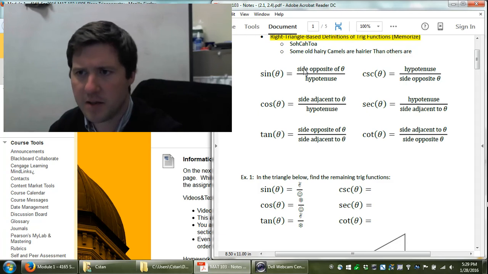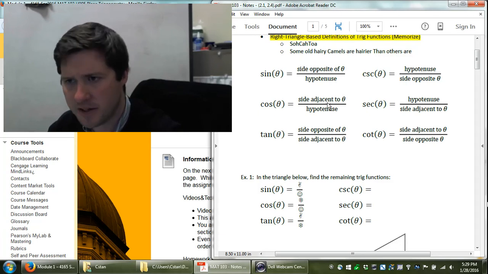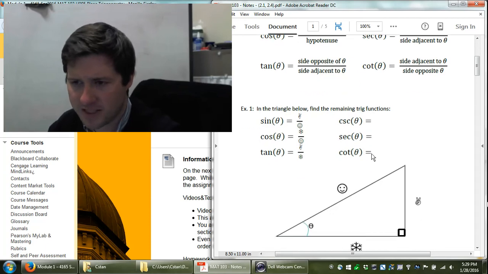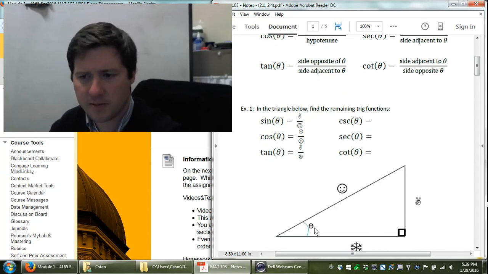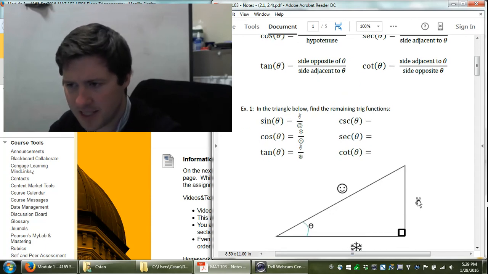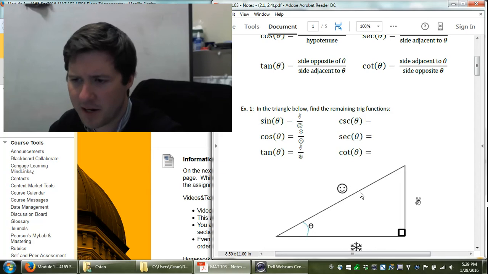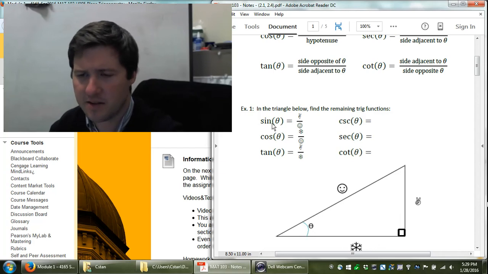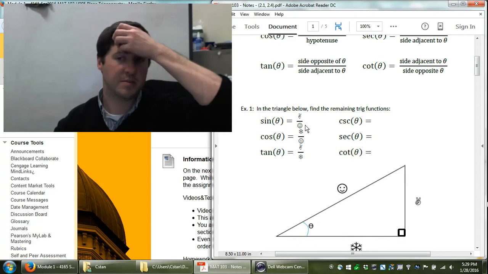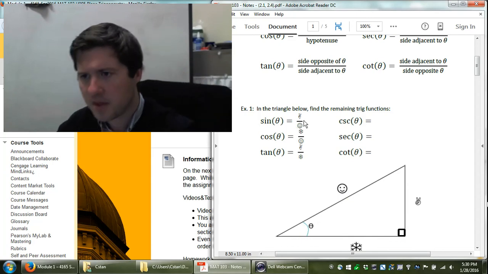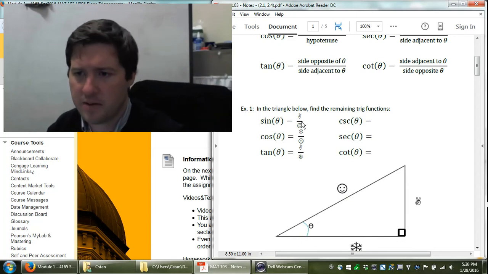So the first one is sine. So the sine of our angle, this is a function here. This sine is a function of this angle, or of any angle. So if we input an angle into it, we should get some kind of output, and our output is just going to be some number determined by this. We take the side that's opposite of our angle, we divide it by the hypotenuse.